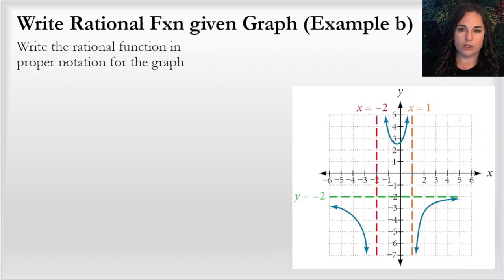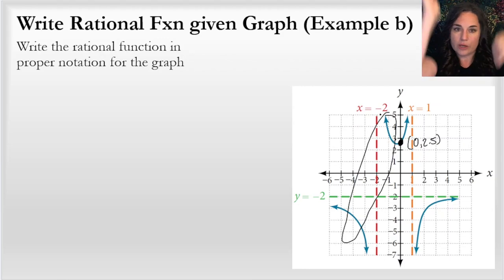What's going on in here? Write the rational function in proper notation for the graph. We're not given any point initially, but I am going to notice that we have the y-intercept, don't we? I'm going to guess that to be 2.5. I'm not sure, but 2.5 seems fine. What do we have going on? Around the asymptotes, I have opposites going on, up and down, rather than going like this.